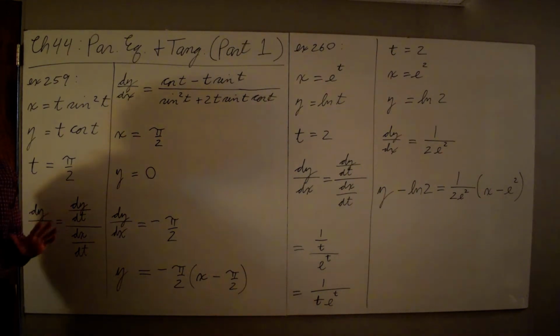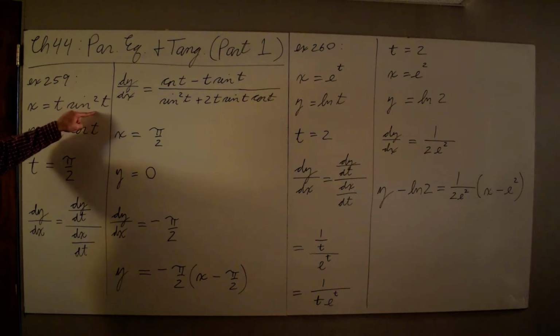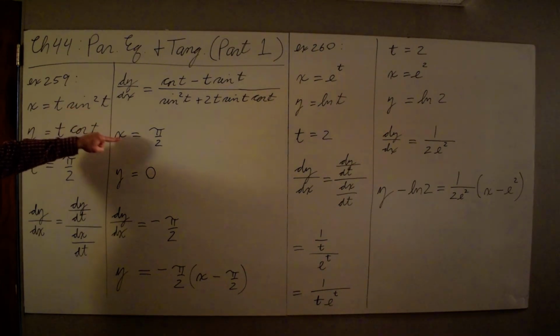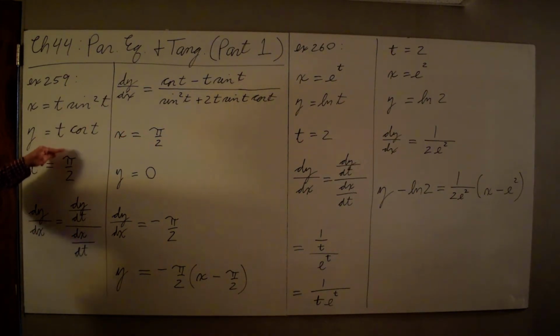Okay, so now we want the equation of a line. We need an x-coordinate, a y-coordinate, and a slope. t is pi over 2. That gives us the x-coordinate. So we substitute pi over 2 for t, so x is pi over 2. When t is pi over 2, y is 0.